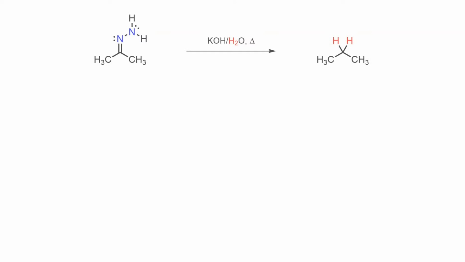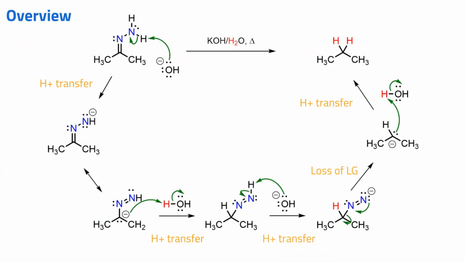The Wolff-Kishner reduction is a very useful method for deoxygenating aldehydes and ketones. A hydrazone is formed, which then reacts with potassium hydroxide and water at high temperature to produce, through a stepwise mechanism, the alkyl product. The mechanism is essentially a series of proton transfers and loss of molecular nitrogen that results in the oxygen of the starting carbonyl being replaced by two hydrogens.